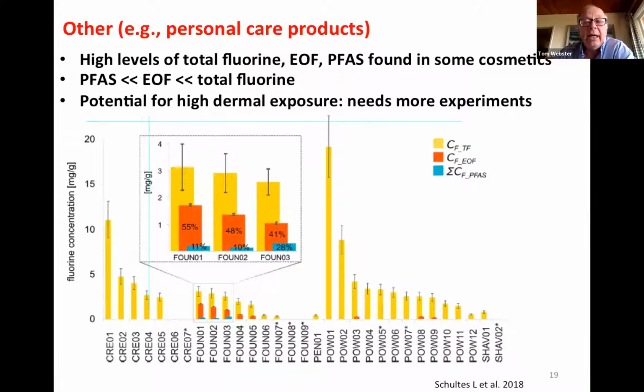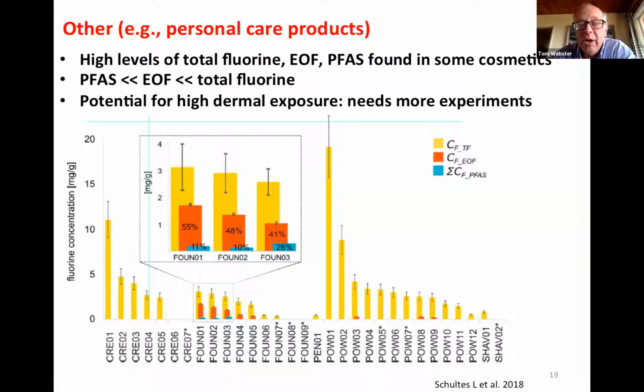And then finally, I think an even less studied area has to do with personal care products. There was this very nice paper out of Stockholm University a few years ago, and there's been a couple more since, where they've looked at PFAS in, say, cosmetics. And what they found was high levels of total fluorine, somewhat lower levels of extractable organic fluorine, and then even less identified PFAS. And there's a potential for high dermal exposure.